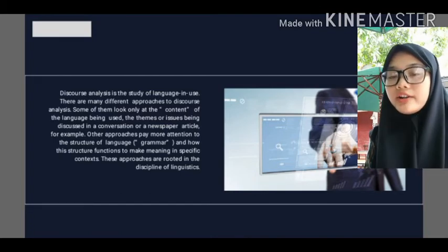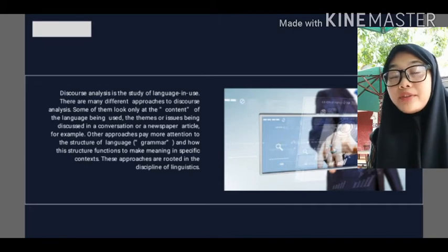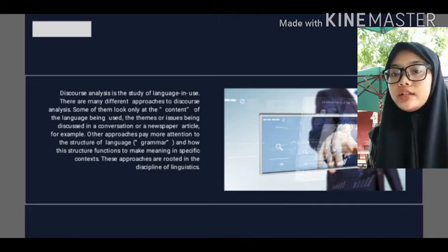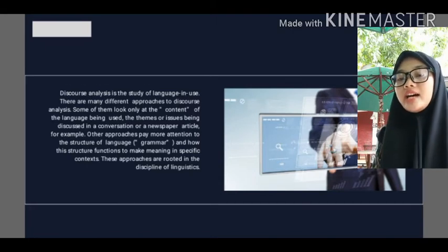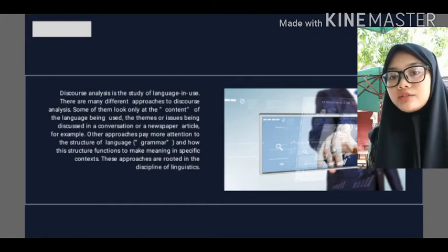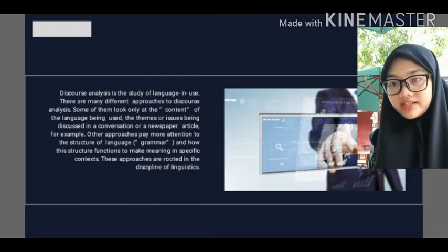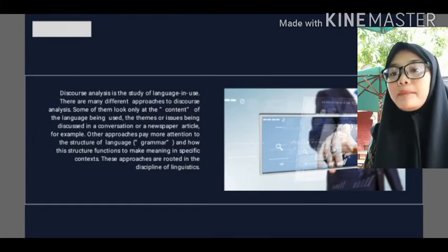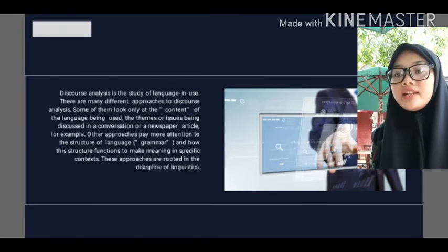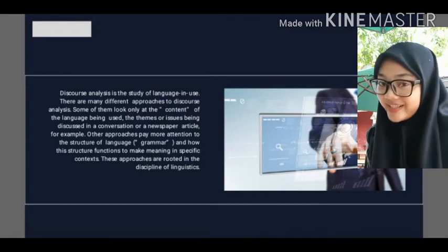Other approaches pay more attention to the structure of language, its grammar, and how this structure functions to make meaning in a specific context. These approaches are rooted in the discipline of linguistics.